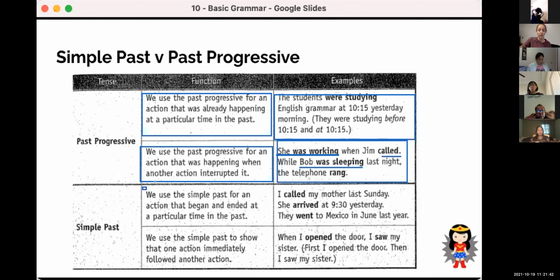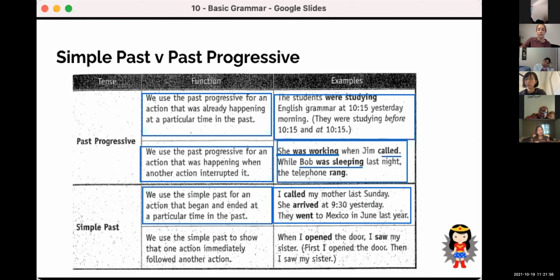For the simple past, we use it when an action began and ended at a particular time in the past. I called my mother last Sunday. She arrived at 9:30. They went to Mexico in June. These are all started and ended in the past. They're all completed actions. They don't require a long time to complete.